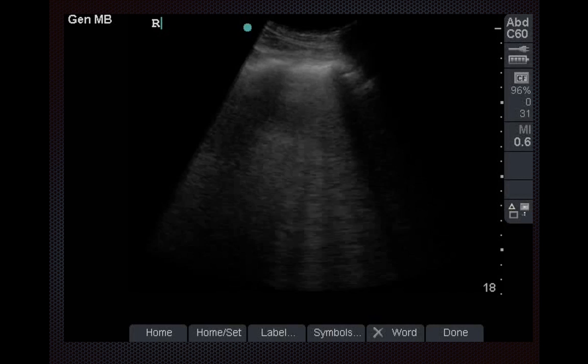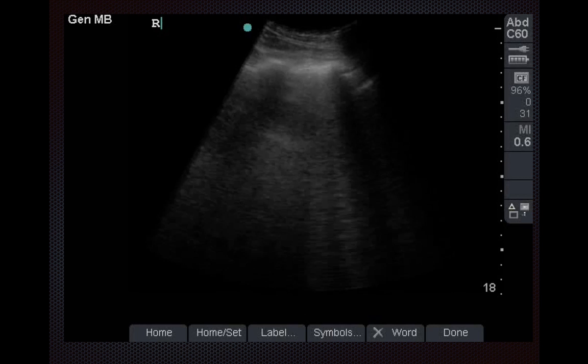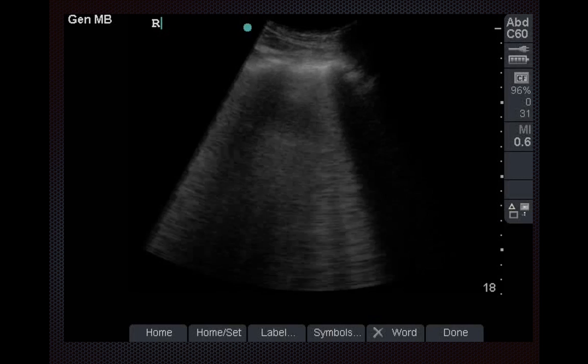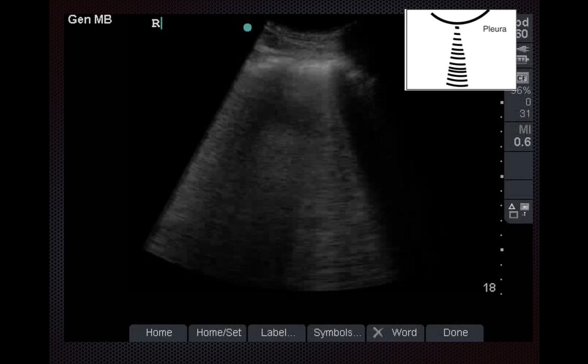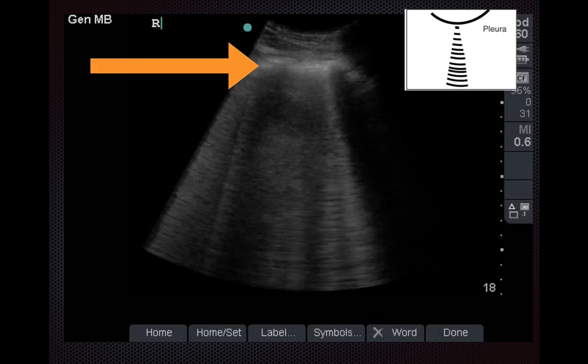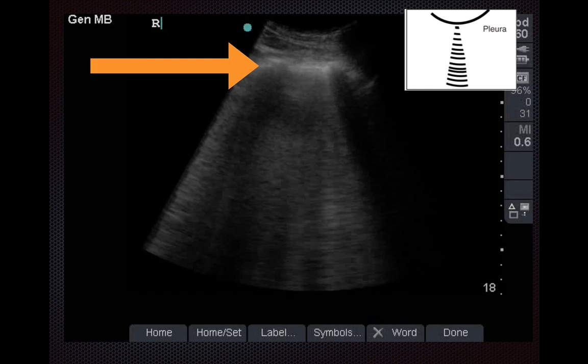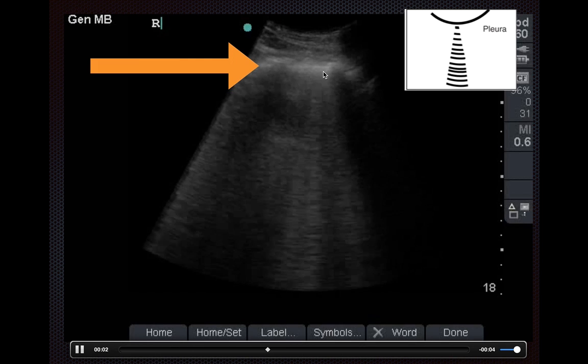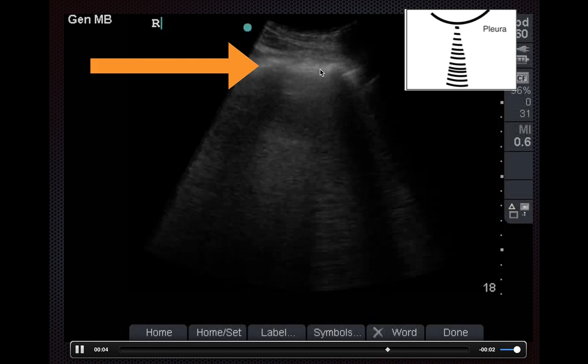So here's another video of what B lines would look like. And what clearly defines B lines are the following characteristics. One is that it needs to start out at the pleural line. So you can see if you trace these linear artifacts, they go all the way out to the pleural line.